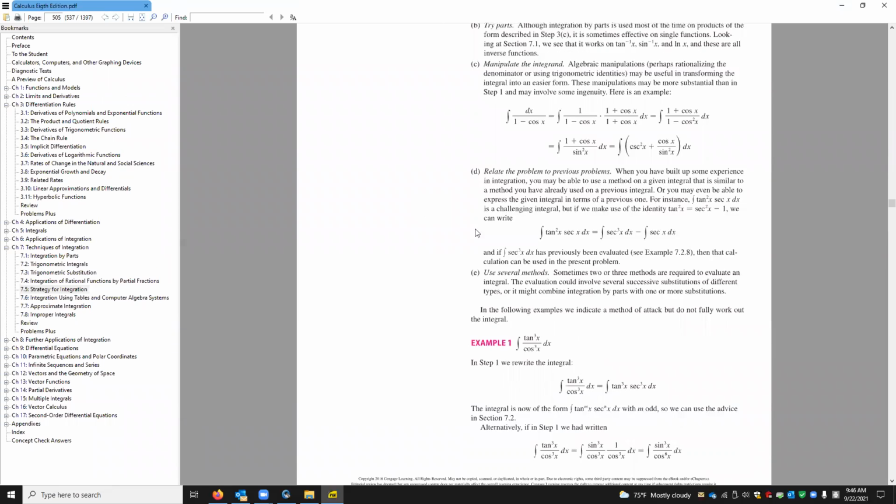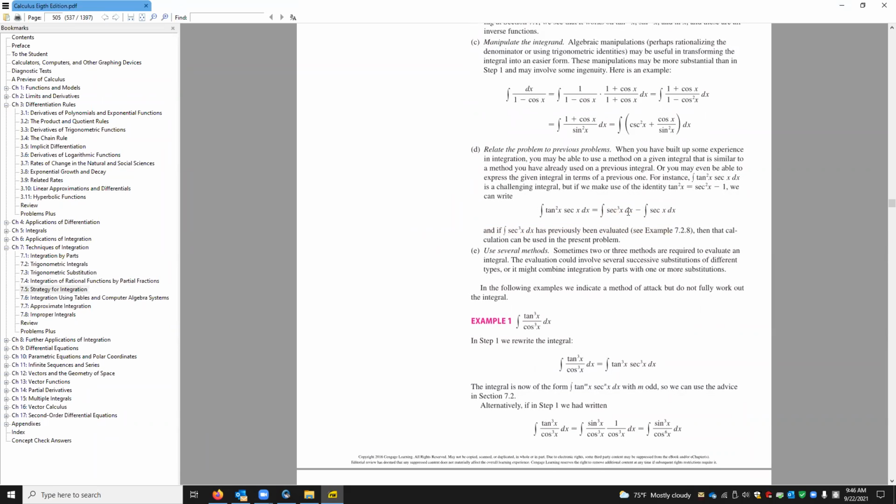And then finally, they say you can relate it to previous problems. So remember the tan squared secant integral, one of the ways we did that was by parts. The other way we did that was by turning it into secant cubed and secant, odd powers of secant. And of course, you can combine methods like making a substitution, then doing partial fractions, stuff like that.